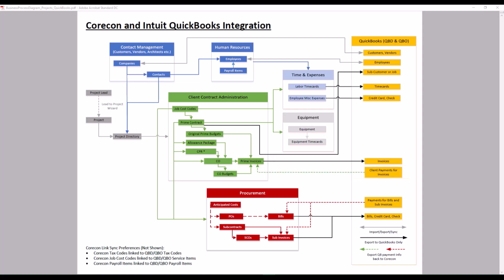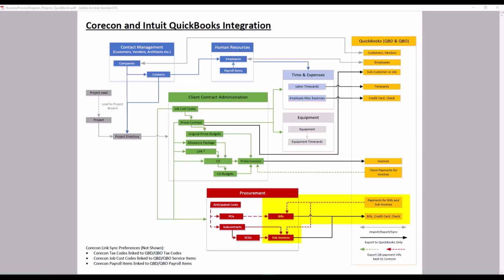prime invoice. From the CoreCon procurement module, bills and sub-invoices are exported to QuickBooks Online. In relation to CoreCon sub-invoices, the retainage or holdback is also accounted for in QuickBooks Online. Optionally, information about payments made to bills and sub-invoices.